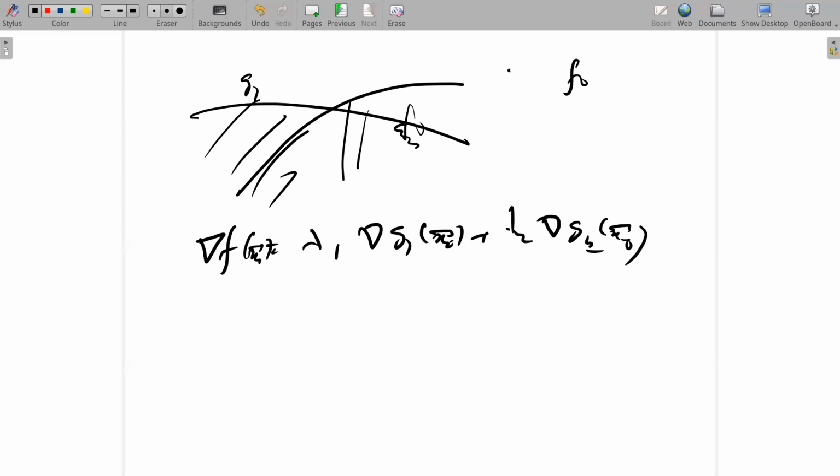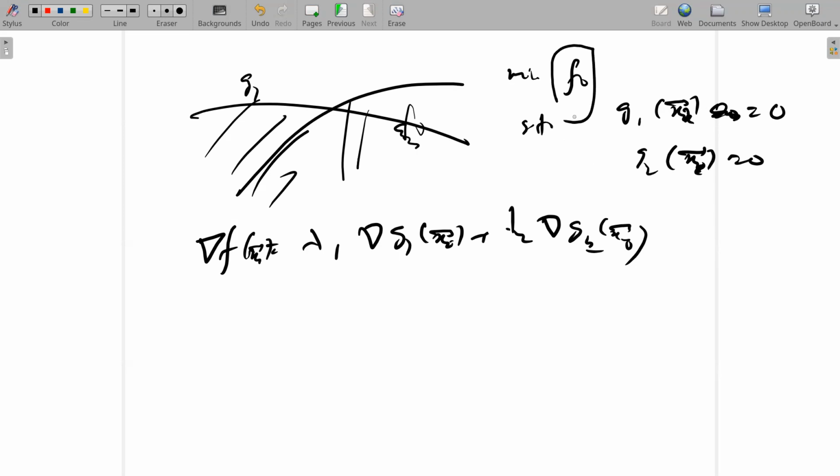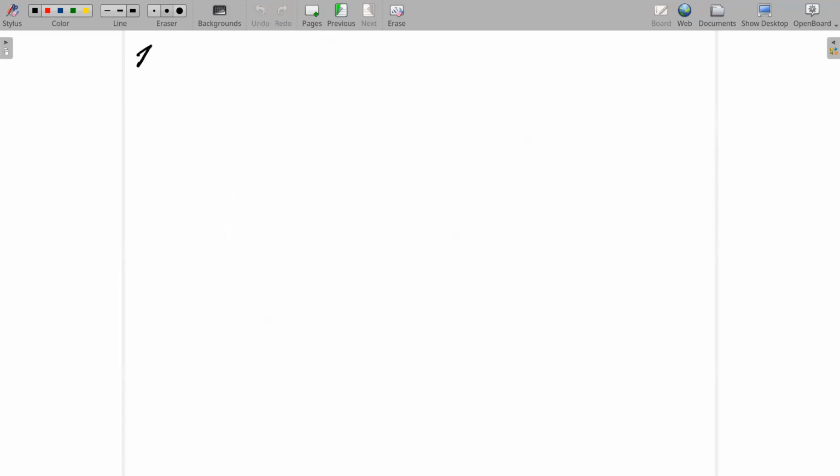So here the problem is minimize f naught subject to g1(x) less than or equal to 0, or since the less than part we have taken care of, g1(x) is 0 and g2(x) is 0. So you want to minimize this function. By the same reasoning, the gradient of f must be in the span of the gradient of g1 and the gradient of g2, because if it is not, then there is a direction of increase in the intersection of these two curves. So it brings us to the general Lagrange multiplier theorem. Let me state the theorem without proof.